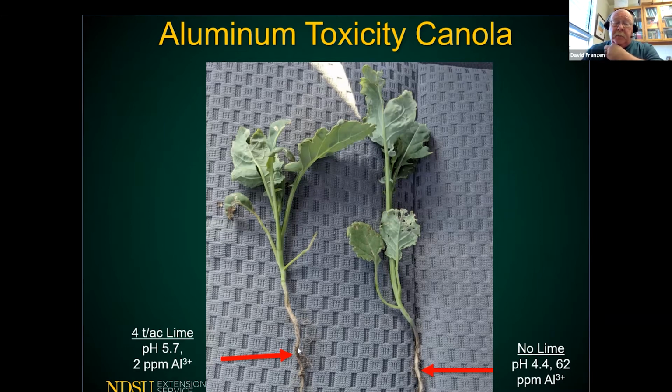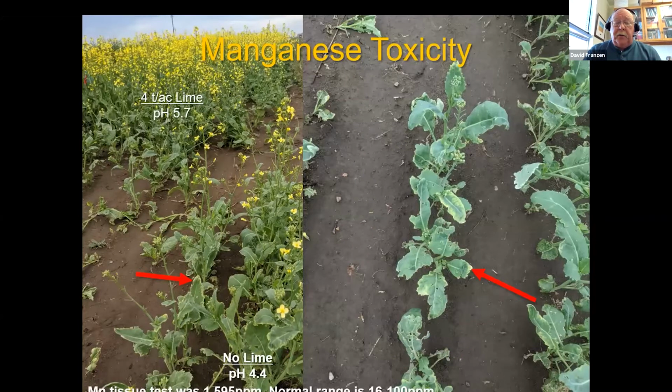So this has been limed, pH of 5.7. The aluminum concentration is background levels, but here there's no lime, pH of 4.4, and you have over 60 ppm of aluminum. So manganese can also accumulate in the plants, and we've seen it in canola more than anything else, but I assume that it's also in others. Here, with a pH of 4.4, the manganese tissue test was almost 1600 ppm, where the normal range is 16 to 100. When you have this kind of accumulation of metals in the plant, it really messes up the plant's metabolism, and so the utilization of iron and other micronutrients is greatly reduced.